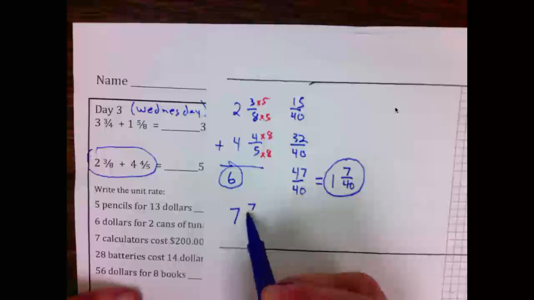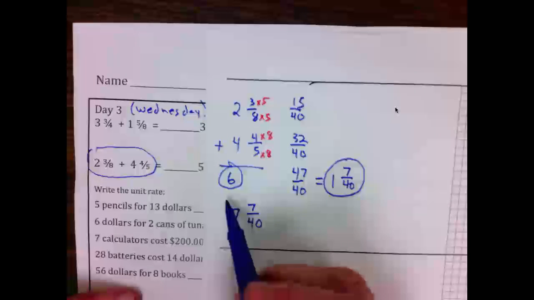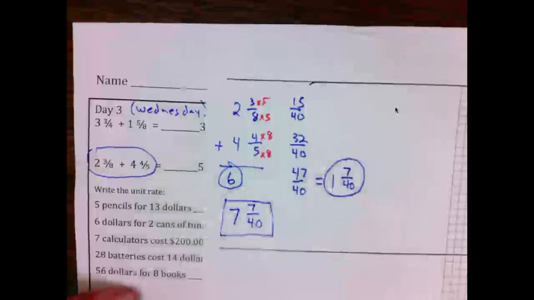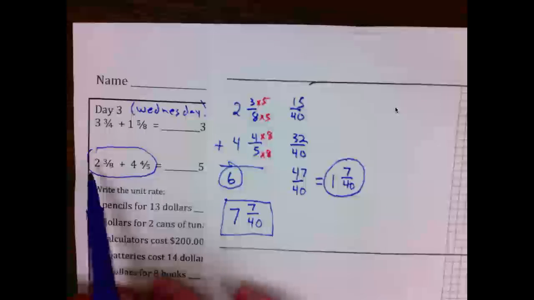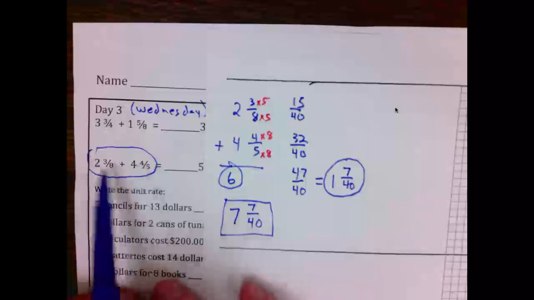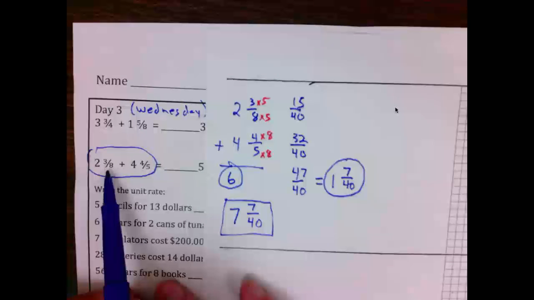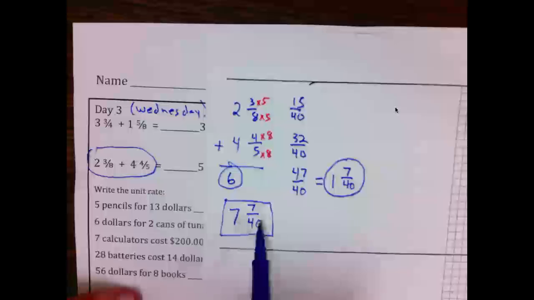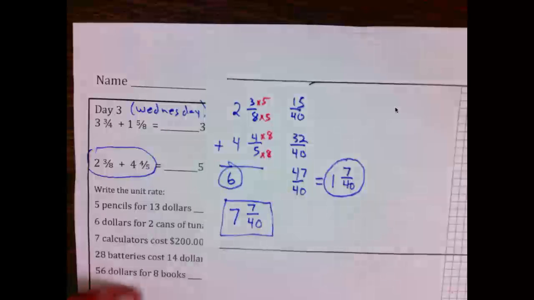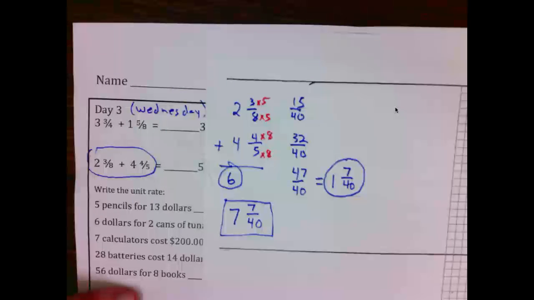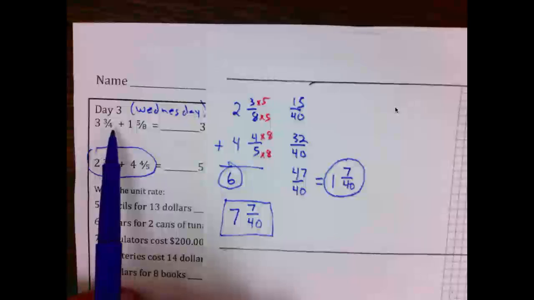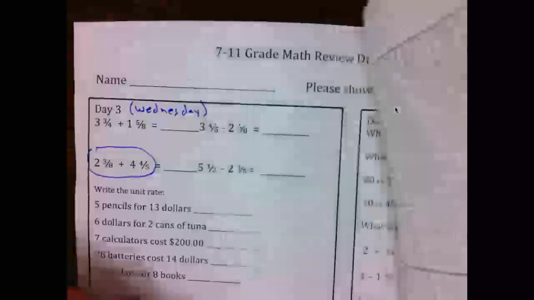7 and 7/40. Lastly, we will consider, is this reasonable? Well, 4 4/5 is almost 5. 2 3/8 is a little more than 2. 2 plus about 5 is 7 and something, so 7 and 7/40, isn't it reasonable? You can answer this addition in the same fashion.